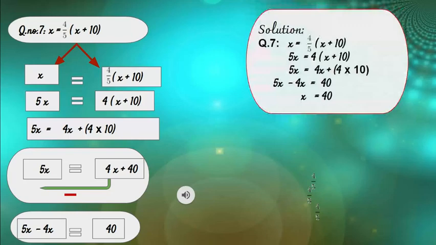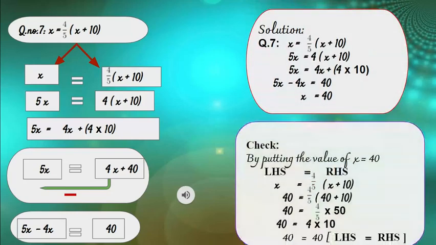Now we can check our answer by putting the value of x is equal to 40. So left side only x is there, means the value we can put there. So 40 is in left side. Now right side 4 upon 5 into x plus 10. Instead of x we can put there 40. So 4 upon 5 into 40 plus 10.